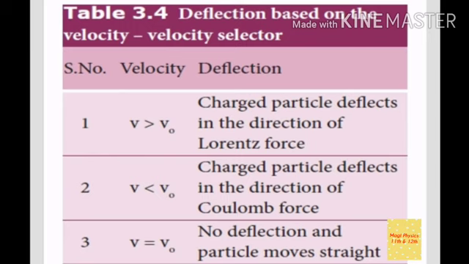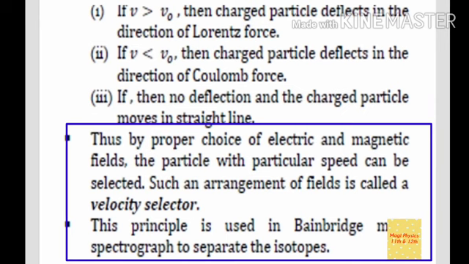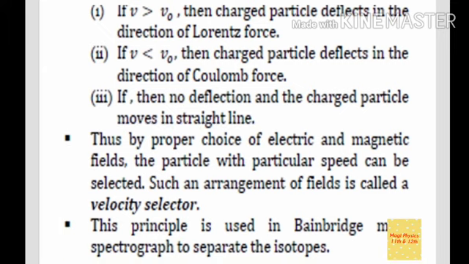If v is equal to v naught, then there will be no deflection, but the charged particle will move in a straight line. Thus, by the proper choice of electric and magnetic fields, the particle with a particular speed can be selected. Such an arrangement of fields is called a velocity selector. This principle is used in the Bainbridge mass spectrograph to separate the isotopes.